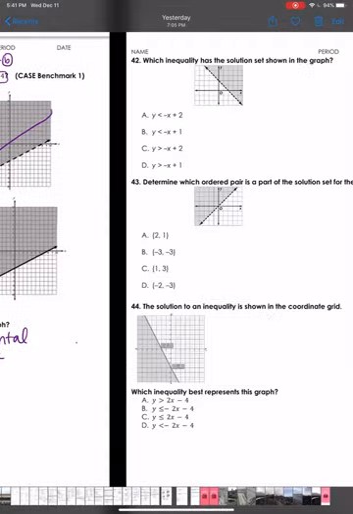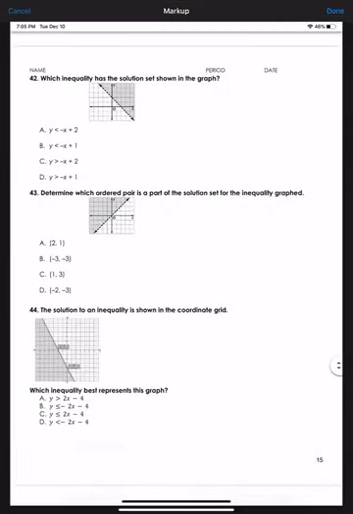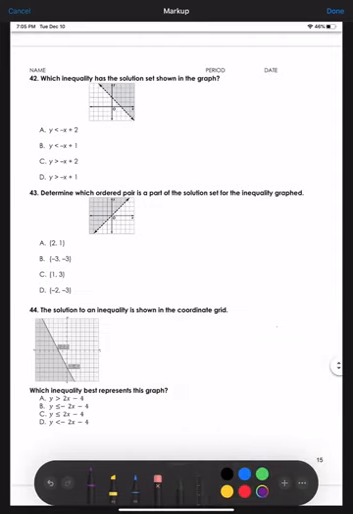All right. Next. Which inequality has the solution set shown in the graph? Same kind of question here. It's nice that all of these options already have the y by themselves. So I'm going to look at a few things.